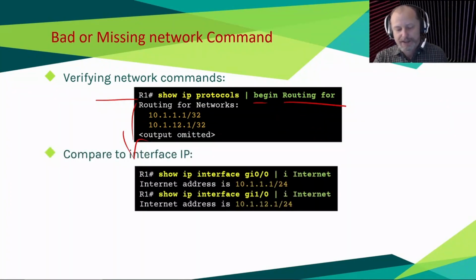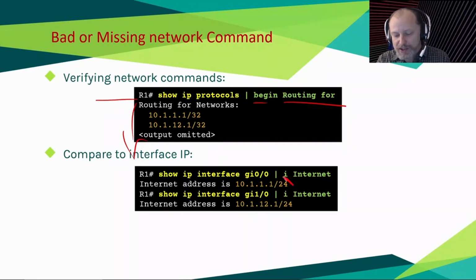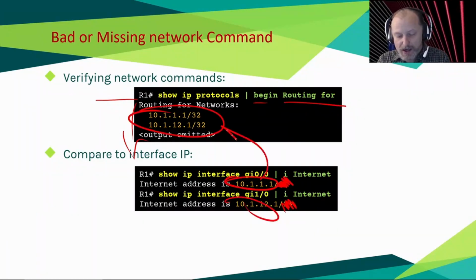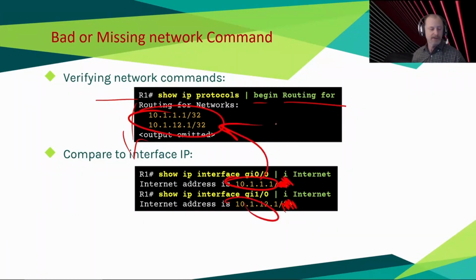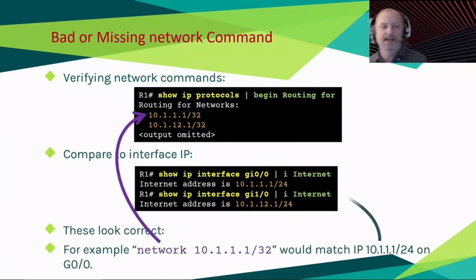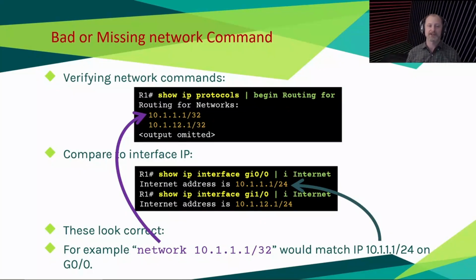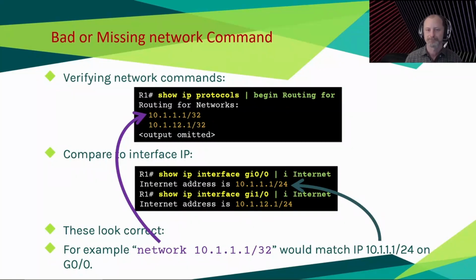Compared to the interface, now we can pretty much disregard the mask on the interface itself, okay? We just need to make sure that these IPs are contained by those network commands, all right? And we can see that they do. That /24 there aligns with that /32 in the network command.